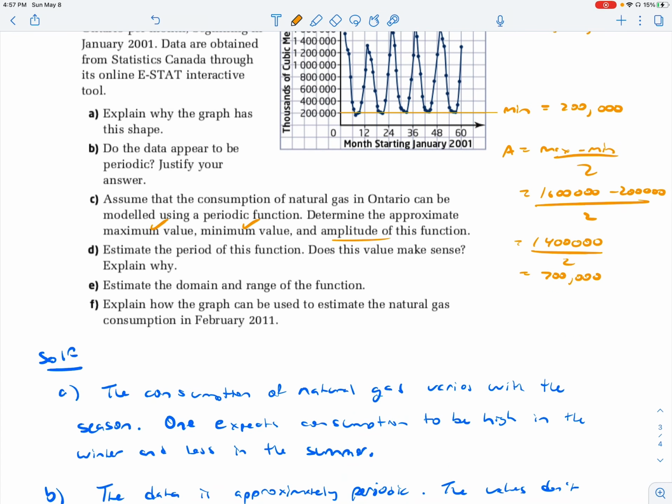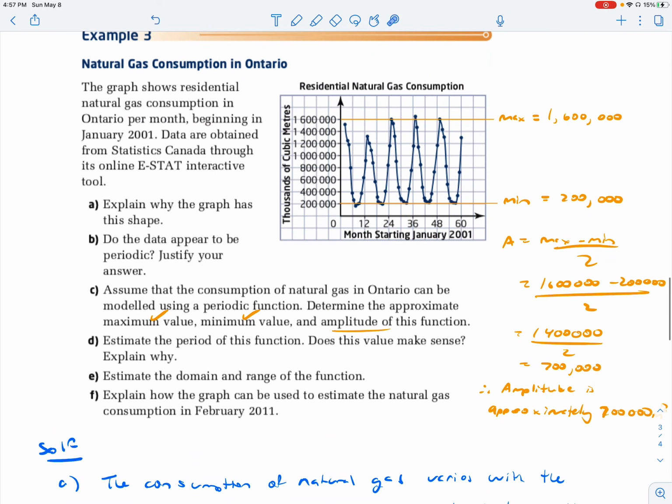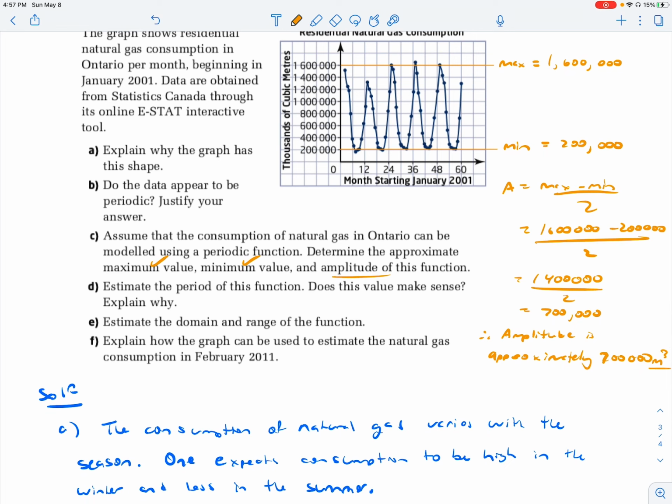Okay, so we could say, therefore, amplitude is approximately 700,000. Okay, 700,000 cubic meters. So we're going to write meters cubed because it is given to us here on the graph. Cubic meters, we can write that as m to the exponent 3. Okay, so that's part C.